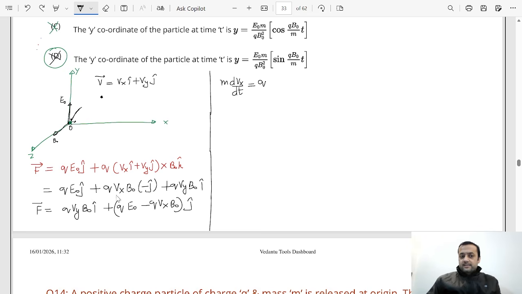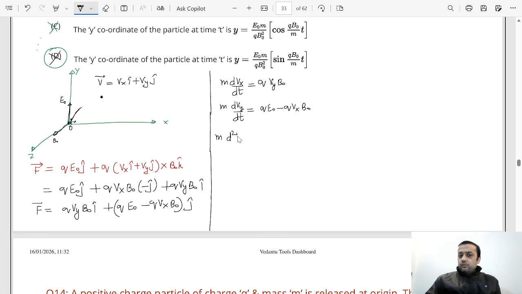This will be the force in the x direction, which is q into vy into B naught. And this is the force in the y direction, that will be mass into y acceleration, which is m dvy by dt. That will be equal to q E naught minus q vx B naught. Now look, if I differentiate this equation again, so what will I get?